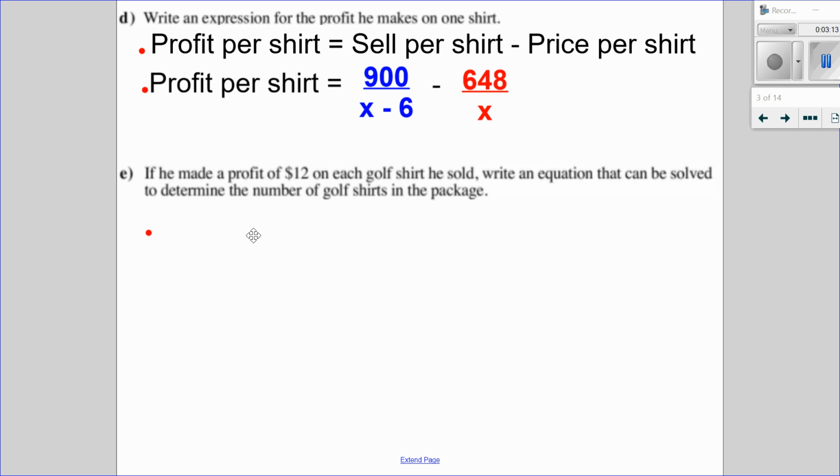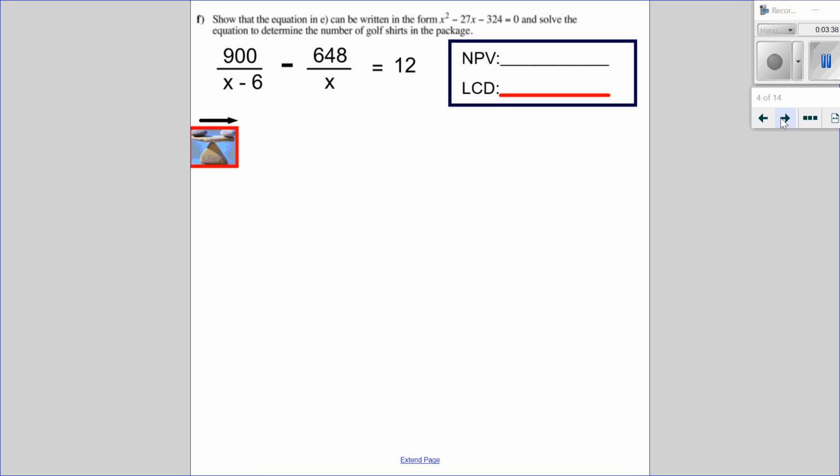So now, and this is where I would jump into for the question, I wouldn't have asked you A, B, C, and D. I would jump straight to E and say, if he makes a profit of $12 on each golf shirt, write an equation that can be solved to determine the number of golf shirts. So the profit per shirt is 12, so I just replace that with 12, and this will be the equation that I will now solve to figure out how many golf shirts were in that box. So let's go ahead and do that.